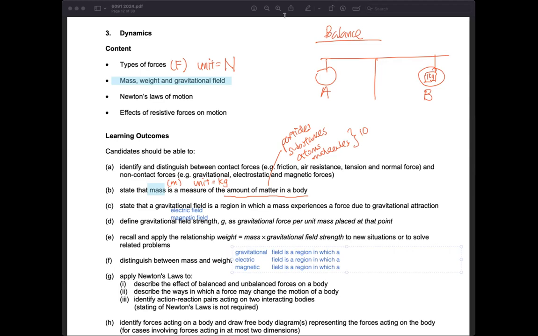Right now, what's the difference here? The difference is these few words: gravitational, electric, and magnetic. The rest of the words here are the same. So what is the same here? Let me share with you. Can you see over here? Gravitational field is a region in which a mass experiences a force due to gravitational attraction.